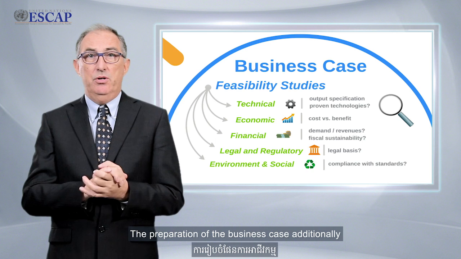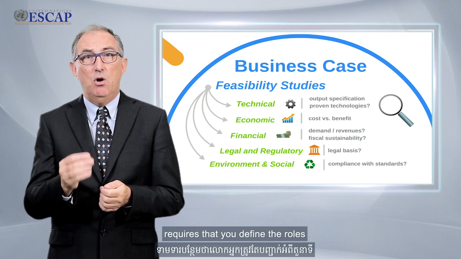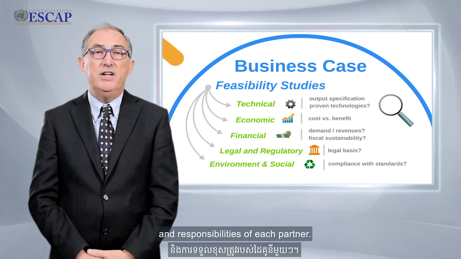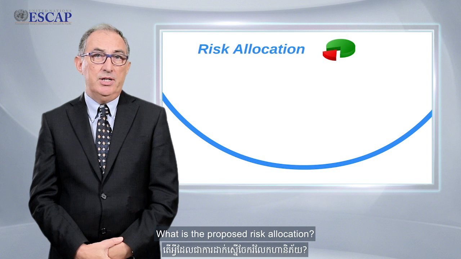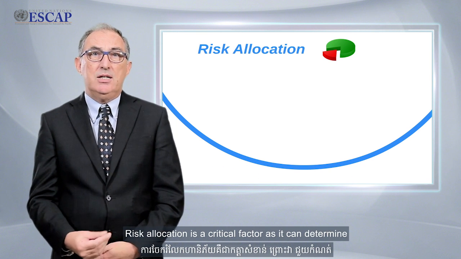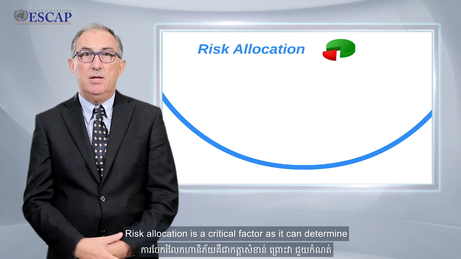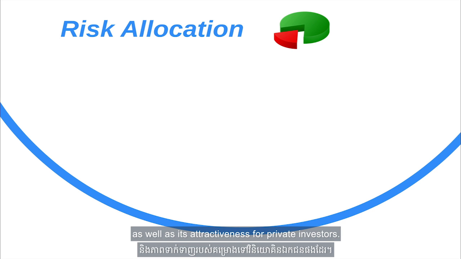The preparation of the business case additionally requires that you define the roles and responsibilities of each partner. What is the proposed risk allocation? Risk allocation is a critical factor as it can determine the potential for success of a PPP project as well as its attractiveness for private investors.